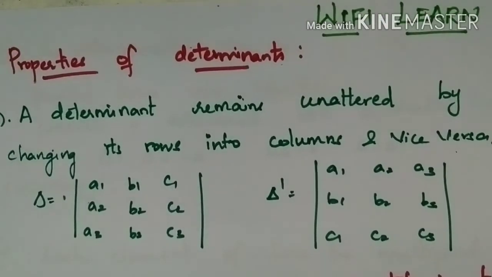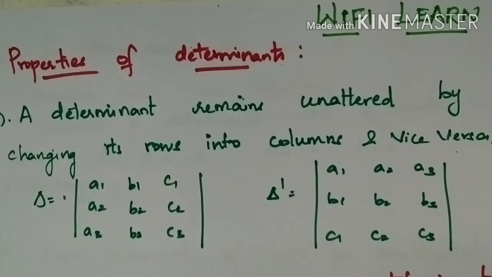Wi-Fi Learn. Today we will look at the topic of properties of determinants. It is easy to solve problems, and even complicated problems can be solved by using the properties. The first point is that a determinant remains unaltered by changing its rows and columns and vice versa.